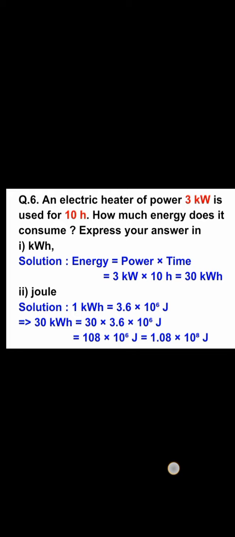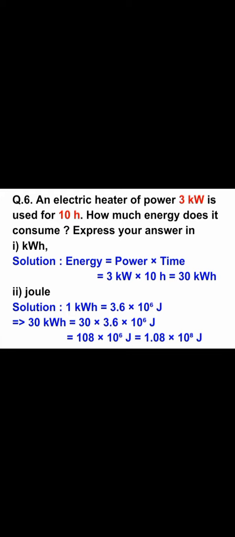And second part, you have to convert it into joule also. So 1 kilowatt hour is equal to 3.6 into 10 to the power 6 joule. So 30 kilowatt hour will be equal to 30 into 3.6 into 10 to the power 6 joule. Now if we multiply, we will get 108 into 10 to the power 6 joule, which can also be written as 1.08 into 10 to the power 8 joule. That is the answer.